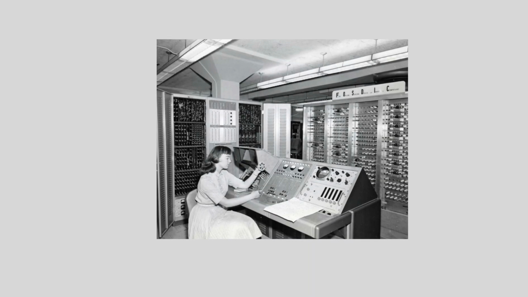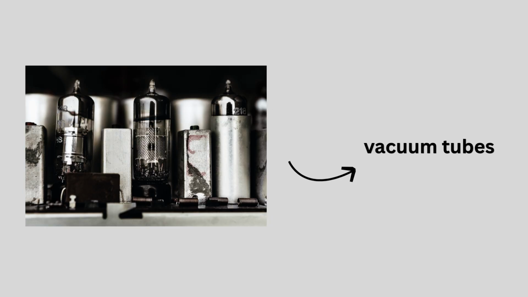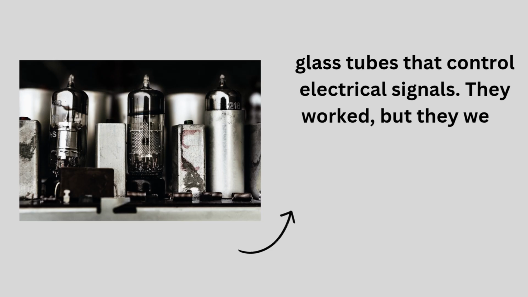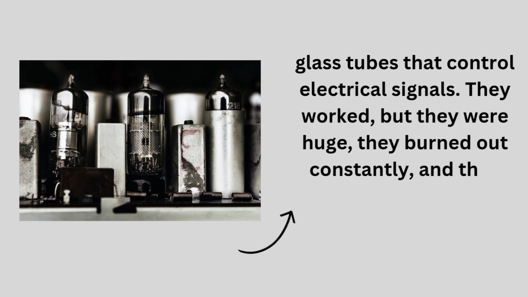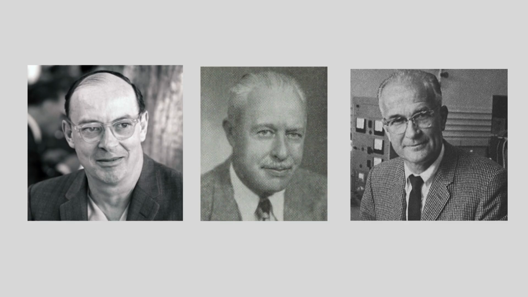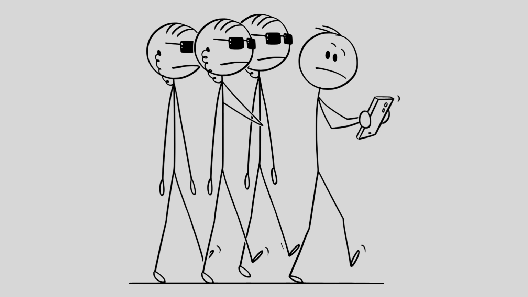So ENIAC and early computers ran on vacuum tubes, glass tubes that control electrical signals. They worked, but they were huge. They burned out constantly, and they generated enormous heat. Then in 1947, three scientists at Bell Labs, Bardeen, Brattain, and Shockley, invented the transistor. And this is genuinely one of the most important inventions in human history.